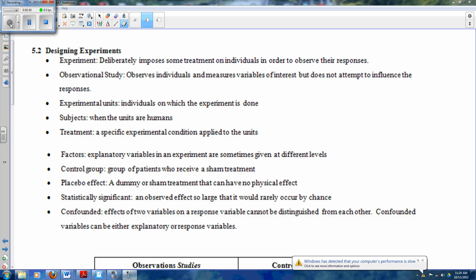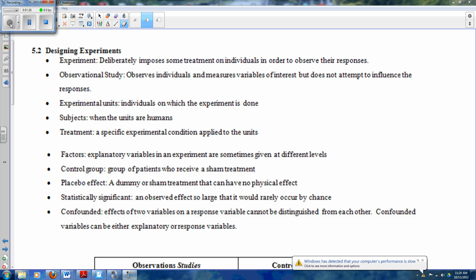Experimental units are the individuals on which the experiment is done. So sometimes it's people, sometimes it's animals, sometimes it's whatever you're looking into to study. That's the experimental units. The subjects, that's when the experimental units are humans, is what we call them subjects. Sometimes they're not, and sometimes they are. So, right, they're called subjects. A treatment is a specific experimental condition applied to the units.